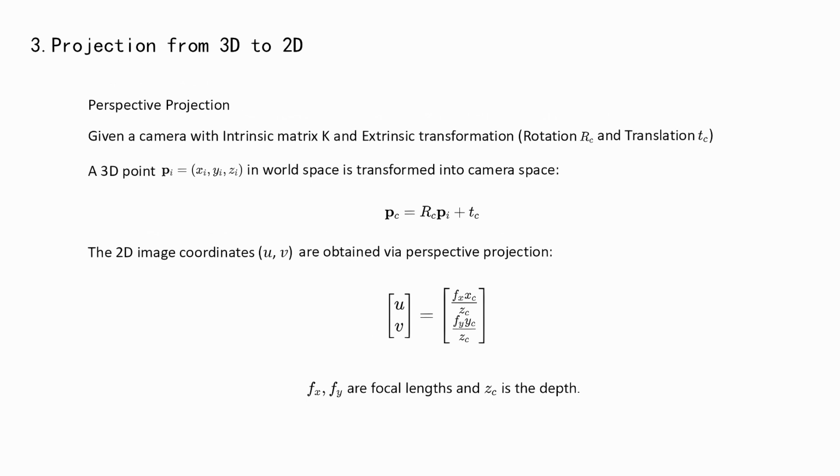Projection from 3D to 2D. To render a 3D Gaussian, it must be projected onto a 2D image plane using a camera model. Perspective projection. Given a camera with intrinsic matrix K and extrinsic transformation, rotation RC and translation TC, a 3D point PI in world space is transformed into camera space as follows. The 2D image coordinates UV are obtained via perspective projection.